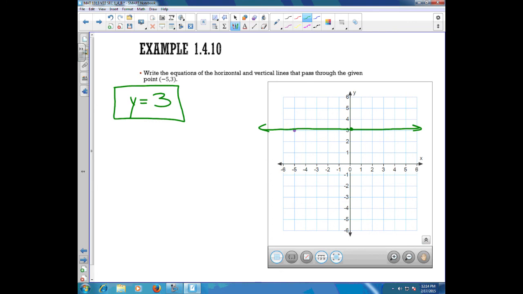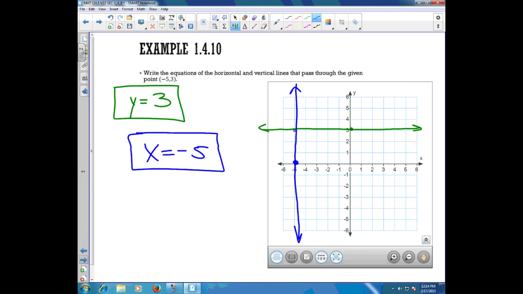Now, if we want to find the vertical line that goes through the same point, the equation of a vertical line is going to be x equals, and we just want to figure out what x equals when we cross the x-axis. Well, when we cross the x-axis, it crosses at negative 5. And so the equation of the vertical line is just x equals negative 5. There's no work to be done on these problems. You just have to recognize the equations for the horizontal and vertical lines.